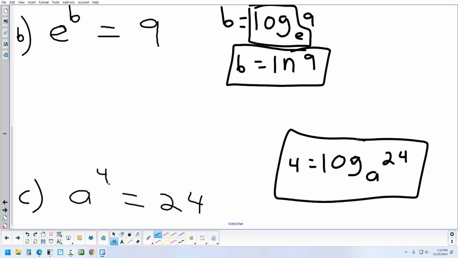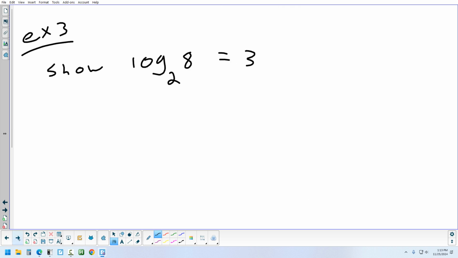All right, any question on that? No. Okay, so that's changing between log and exponential form. On the right is log form, on the left is exponential. All right, let's try this one. They're asking us to show that log base 2 of 8 equals 3.